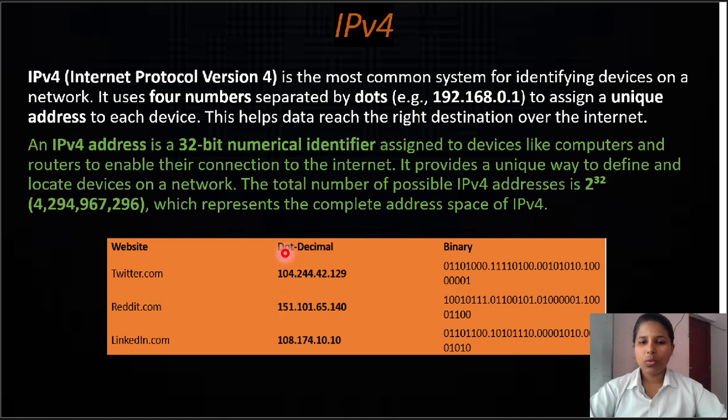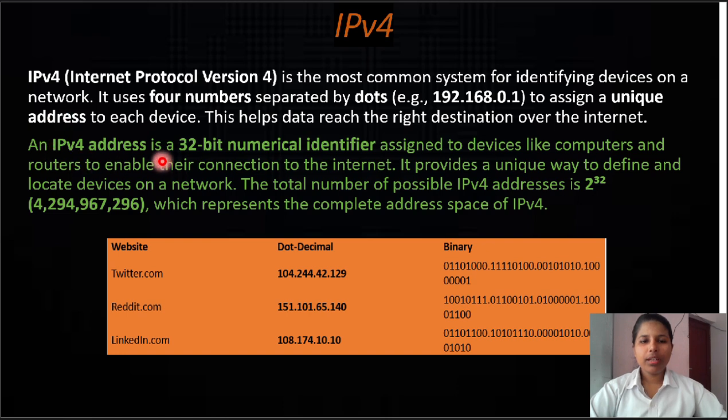As I told, here we can see 104.244.42.129. It is divided into 4 numbers separated by dots. That is the example. It assigns a unique address to each device, which means each and every system has its own IP address. No system has the same IP address. So this helps the data to reach the desired destination over the internet.